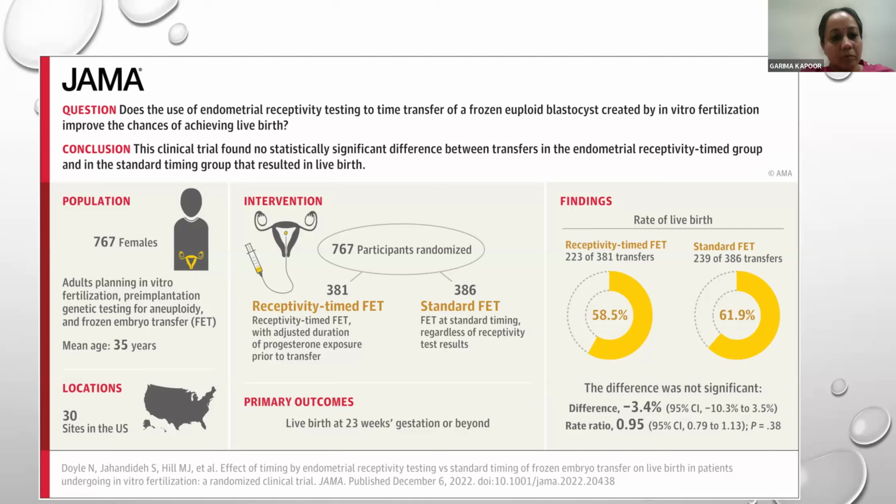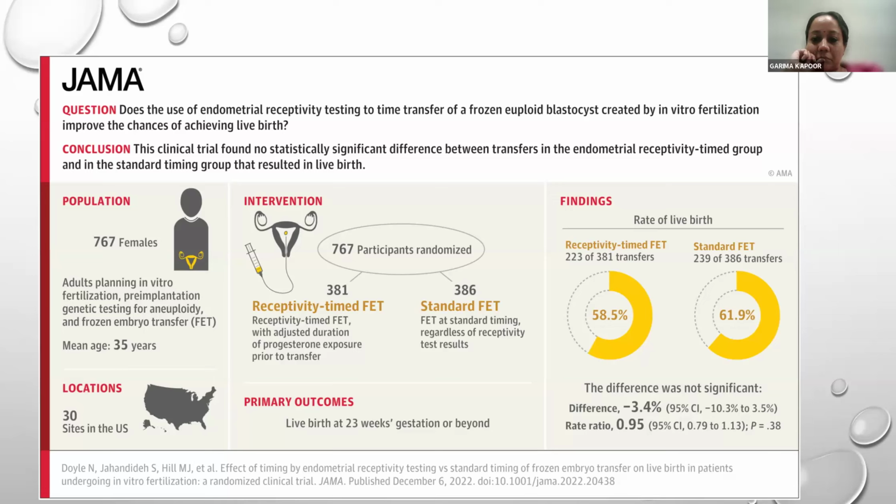The study included 767 females, and the mean age of the females was 35 years. The study was conducted at 30 different sites in the US. The participants, those who were included in the study, were grouped into two categories. The first one is the intervention group, which is receptivity timed FET, in which the embryo transfer was done according to the endometrial receptivity timing, and the other group is the standard group, in which the embryo transfer was done at the standard timing. The primary outcome of the study was live birth rate at 23 weeks gestation or beyond.